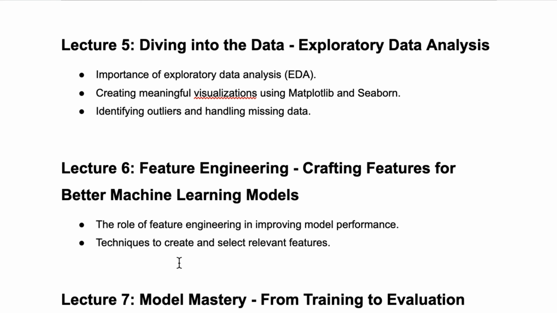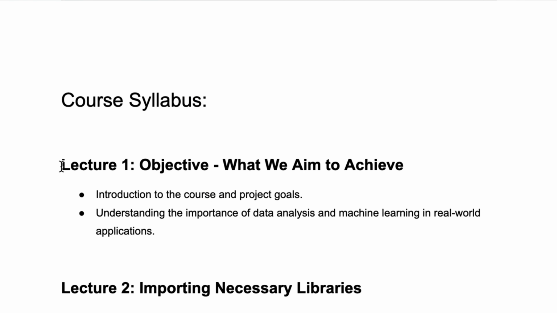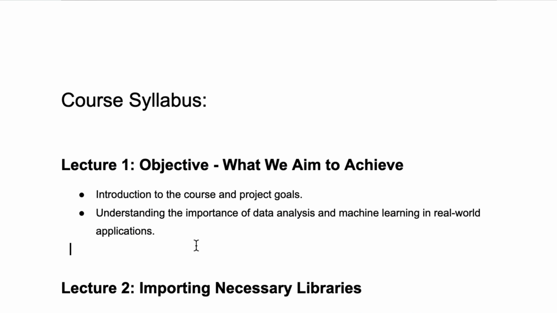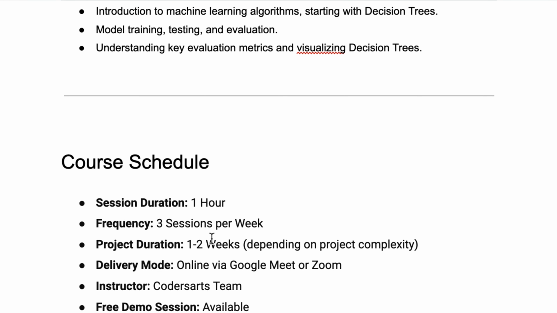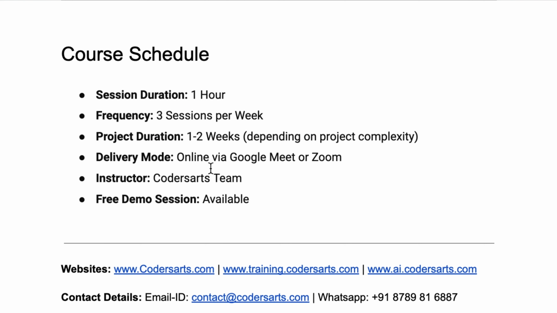Okay, so maybe in one session, lecture 1 or 2 will be covered, but it may even take 2 sessions for one lecture as well. But I think this is the rough estimate: in 1 or 2 weeks the whole Iris flower classification project will be covered. The delivery mode, or learning mode, will be online, through Google Meet or Zoom. Our instructor will be selected, and the instructor will give you the training.